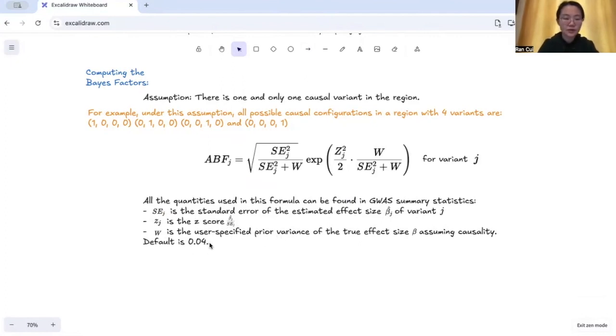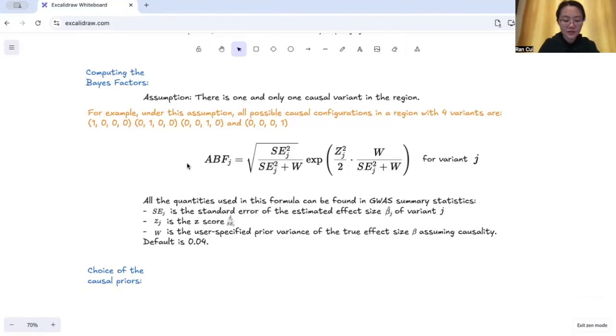This number was chosen when the original paper was written. Since then, some researchers have looked into how to change this prior and how robust it is. But I think at this point in the field, we don't really have a consensus on what's a better choice than 0.04. So many people are still using this quantity for W, and you can use it too.